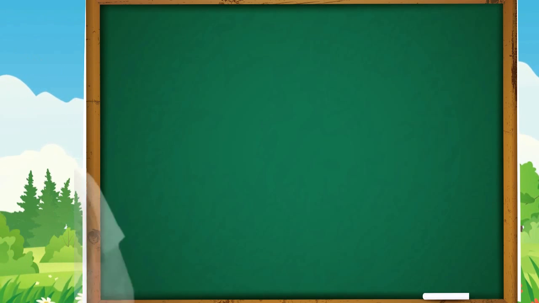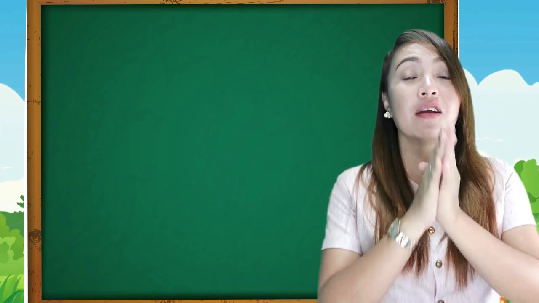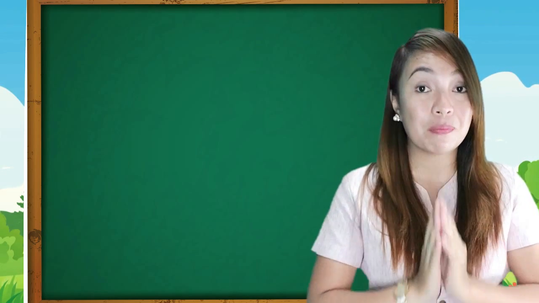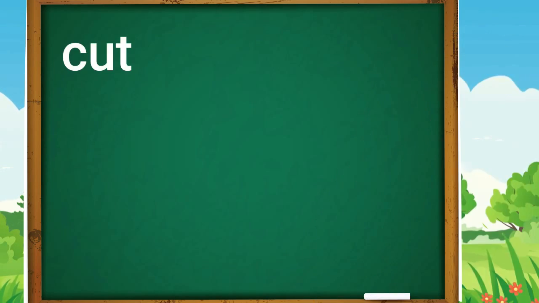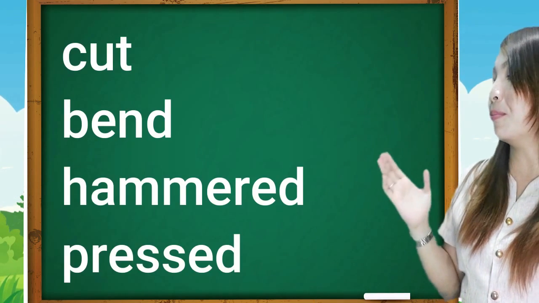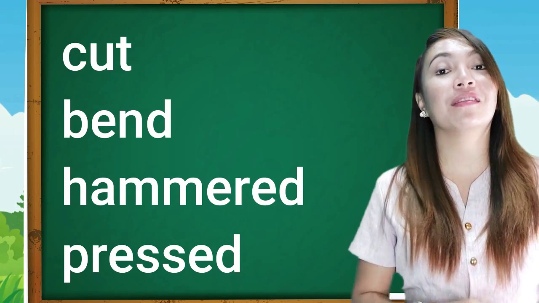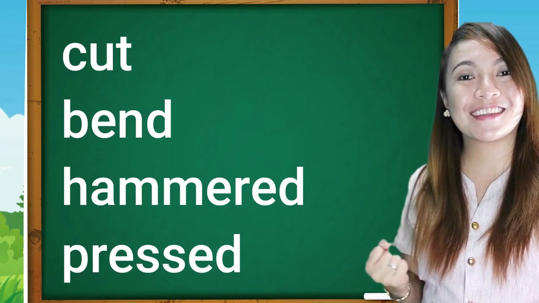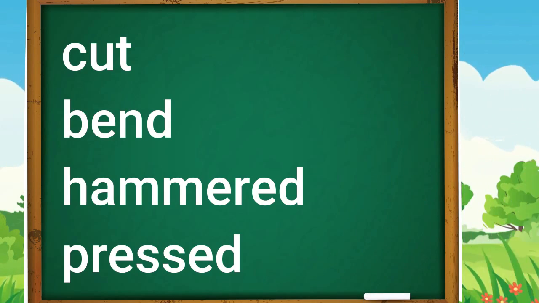Amazing! Let's have a recap of our lesson today. What did we discuss? Yes, you're right. We talked about the changes of the appearance of the different solid materials when they are cut, when they are bent, when they are hammered, and lastly, when they are pressed. Great job, kids! I hope you learned a lot today.